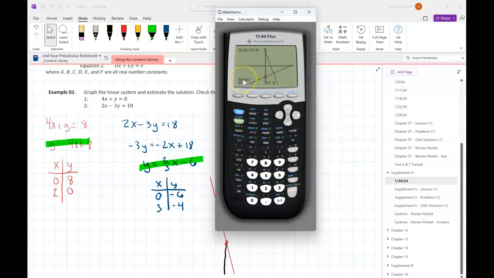And then it asks for a guess. If we're dealing with linear equations, how many times can these intersect? At most once. So it doesn't matter where I pick for my guess. If I had lots of intersections, then I'd have to be careful to make sure I'm picking close to the one that I want. But for a situation like this where we just have straight lines, it doesn't even really matter. Just press enter again, and boom. Intersection is x equals 3, y equals -4. Done. Isn't that pretty easy?